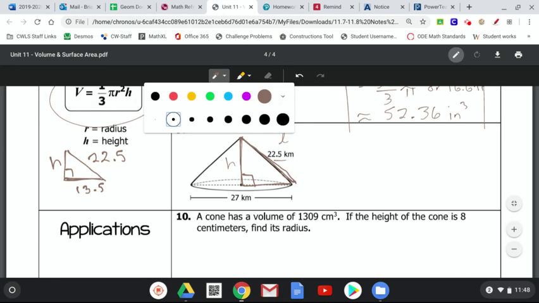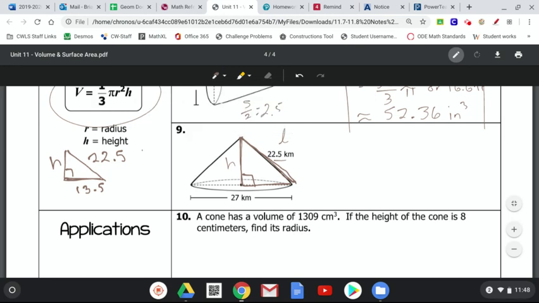So now, when we're doing the calculation, we just have to do h squared plus 13.5 squared equals 22.5 squared, using the Pythagorean theorem. So you're going to have to do 22.5 squared minus 13.5 squared. When you do that, you should get h squared equal to 324, and then you take the square root of that.